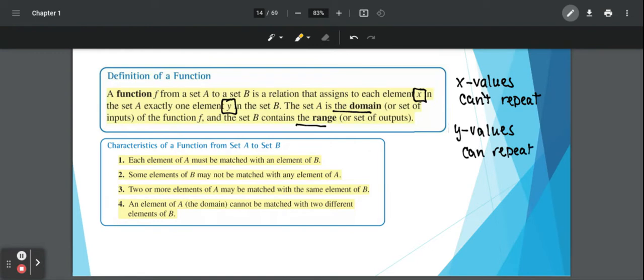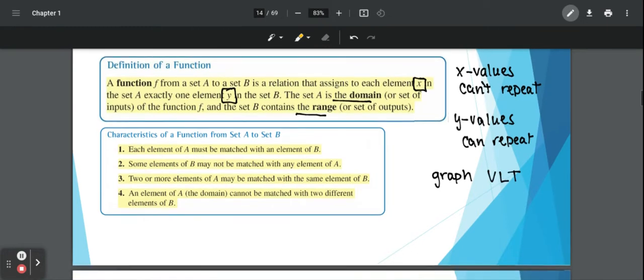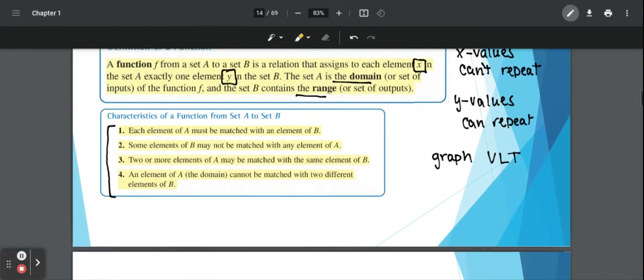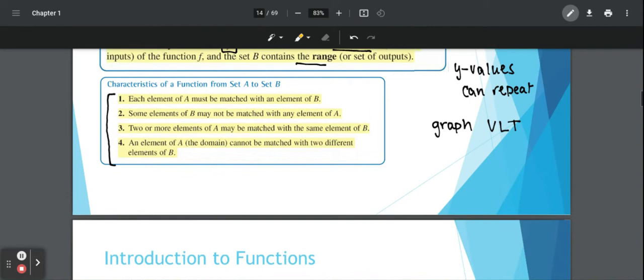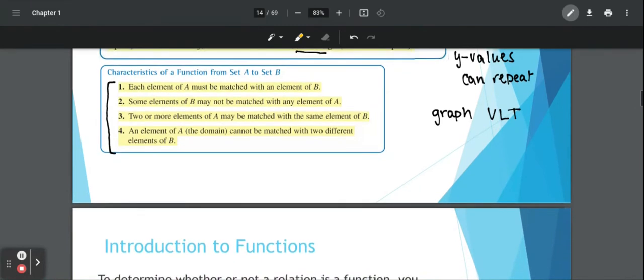Okay. If you were visually looking at a graph and determining if your graph was a function, it has to pass the vertical line test. So if you were to draw a vertical line, it can only go through your graph one time. And that's really what this says. Each element A is matched with B. Some elements of B may not be matched in A. So you might not have every Y value, and two or more elements of A may be matched with the same element of B. So what this means is if we were looking at points, we could have the point 1, 2, and we could also have the point 3, 2, where your Y values could actually show up more than one time.